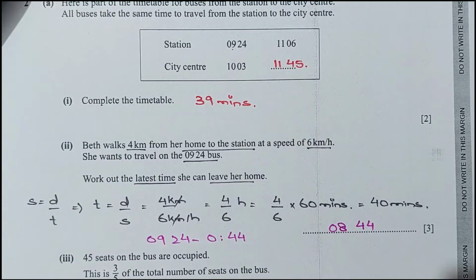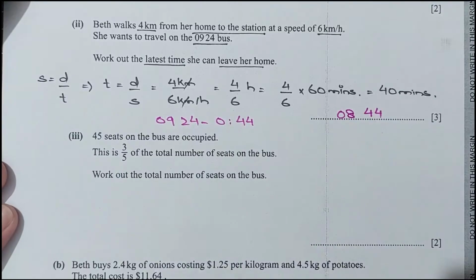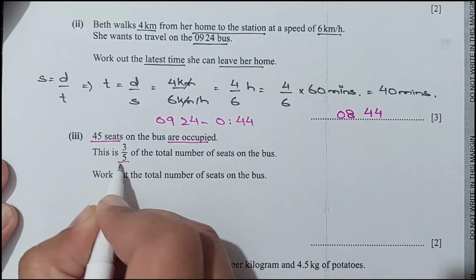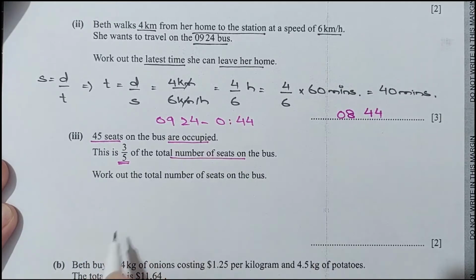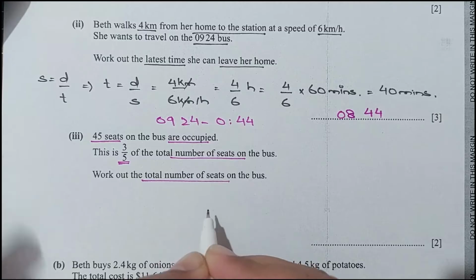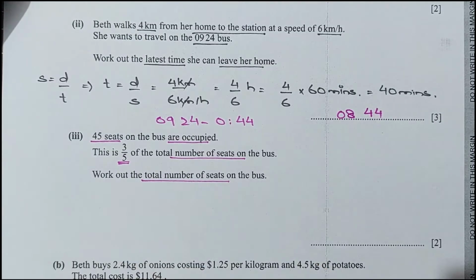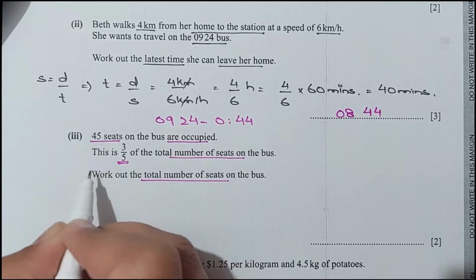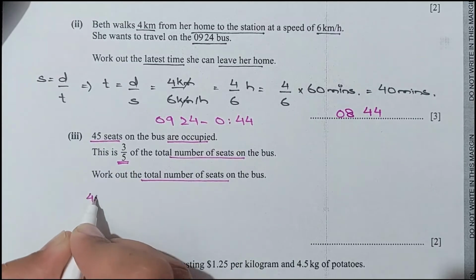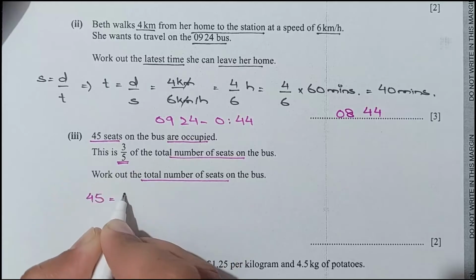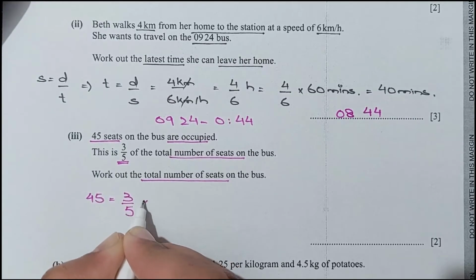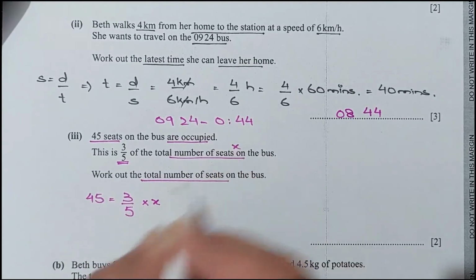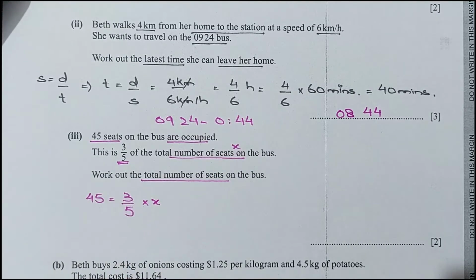All right, now this third part. 45 seats on the bus are occupied. This is 3/5 of the total number of seats on the bus. Work out the total number of seats on the bus. So this means 45 seats are occupied, and 45 is 3/5 of the total number of seats in a bus. Let's say the total number of seats in a bus is x. We have to figure out what x is.